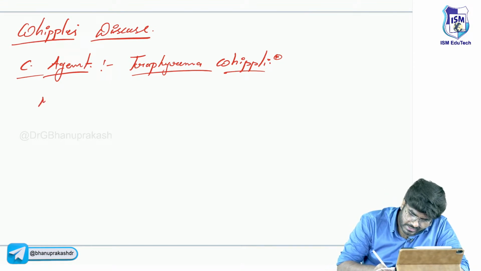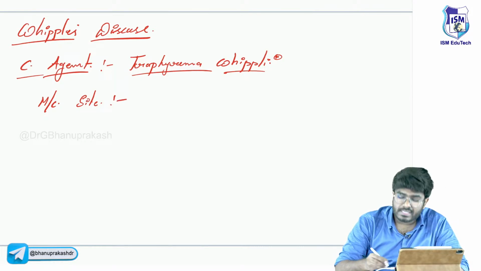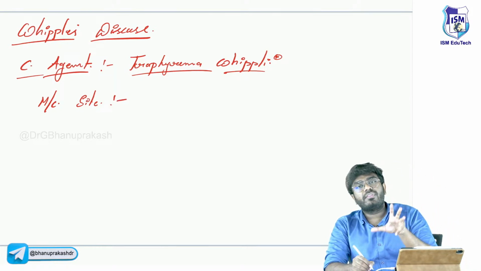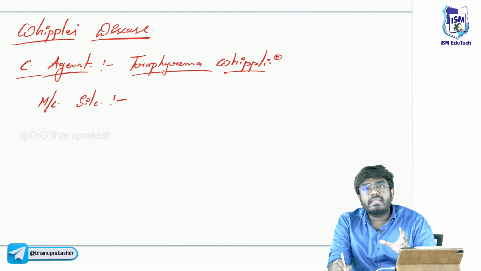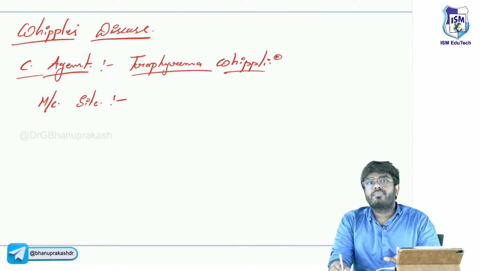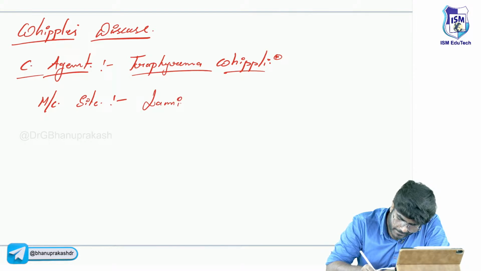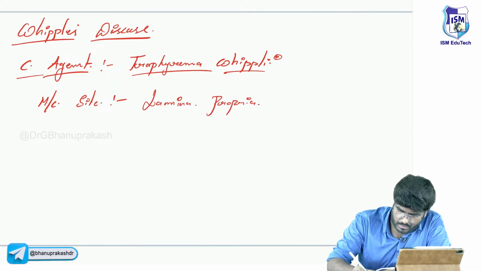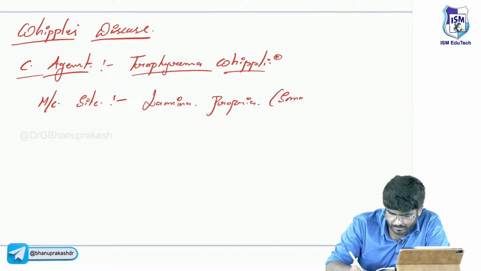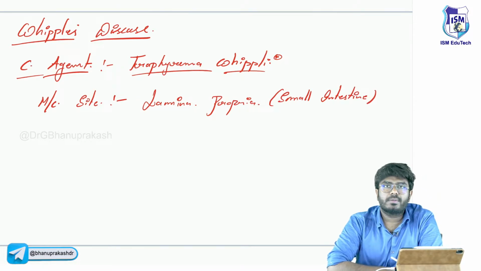Okay, what is the most common site? To be very frank, this Tropheryma whipplei lives in the lamina propria of the small intestine, especially the duodenum. Okay, in the small intestine.